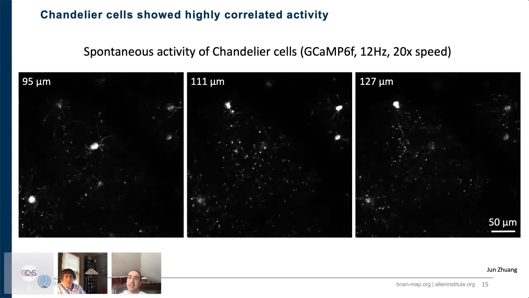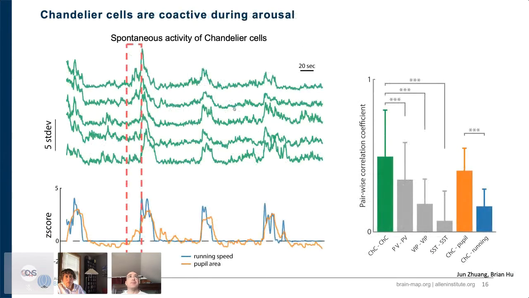And now the question is, when are they active together? On the right graph, you can see that the correlation of their activity is actually higher than any other cell type that we have looked at. And here you can see their activity, again, very synchronized. And on top of it is the running speed of the animal when this was being recorded and their pupil diameter. And again, you can see that the activity is highly correlated with the state. These are all kind of measurements of arousal. So we were able to go from this fine detailed morphology of the connectivity to measurements of activity in vivo and the relationship between the two.